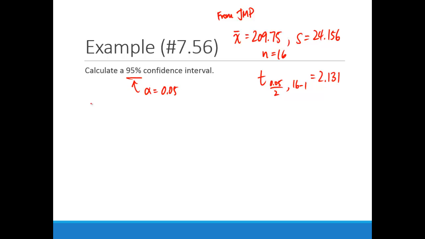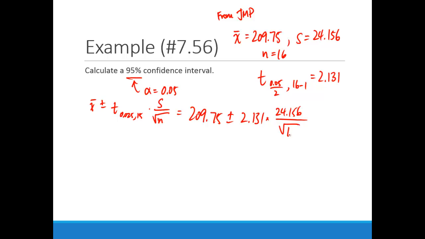Okay, so then my confidence interval is x bar plus or minus t 0.025, 15 times the standard deviation over the square root of n. Well, we have all this information, right? X bar is 209.75 plus or minus 2.131 times 24.156 over the square root of 16. And that will give me an interval here of 196.88 and 222.62.